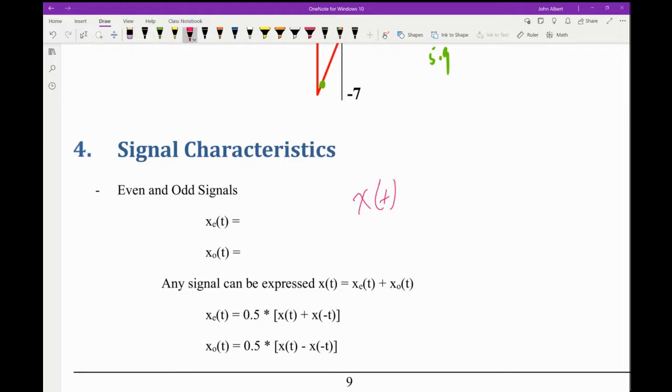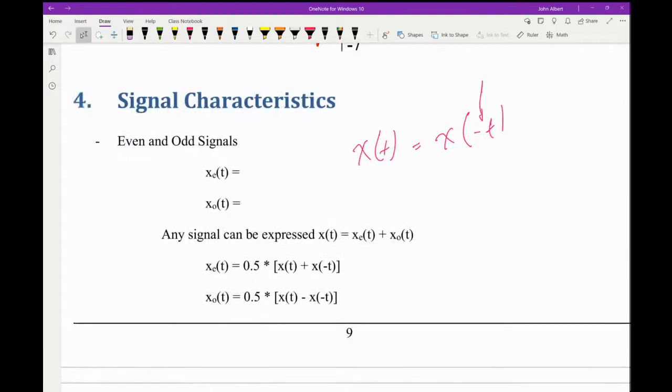A function or a signal that is even will always satisfy the following: if x of t is equal to x of minus t, then it is an even function. Meaning that if you flip the function around the y-axis, remember that we said this is time reversal, this is a reversed form of x of t. If you reverse the function around the y-axis and you get exactly the same function, then that signal is an even function.